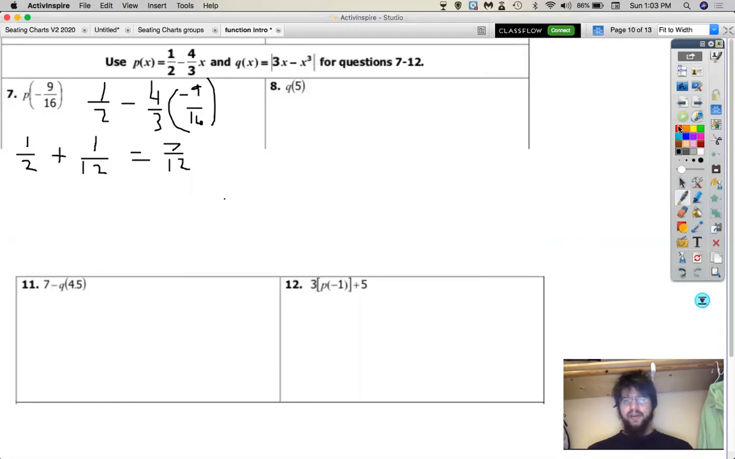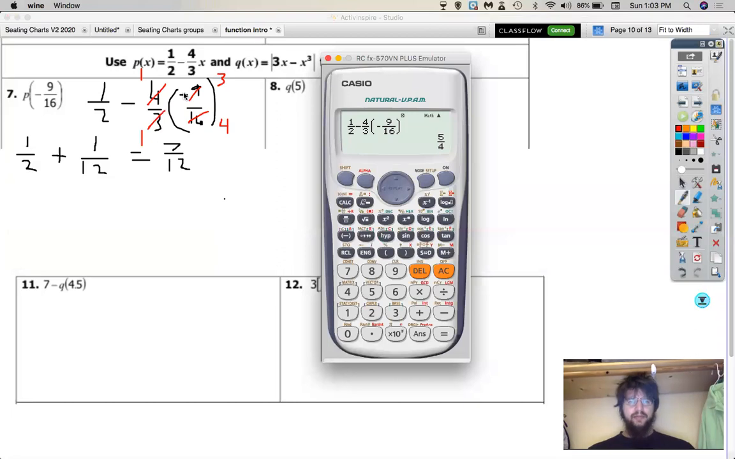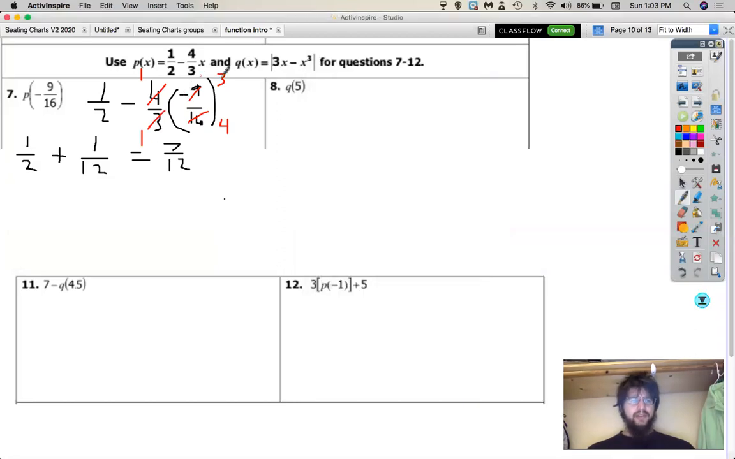Let me write it down. Let's see. Those both have a 3 in them. That's a 1. Oh, wait, what? Sorry, guys. I got to figure out what I did. Half minus a negative, so that's plus. Did I type it in right? That's 3 over.